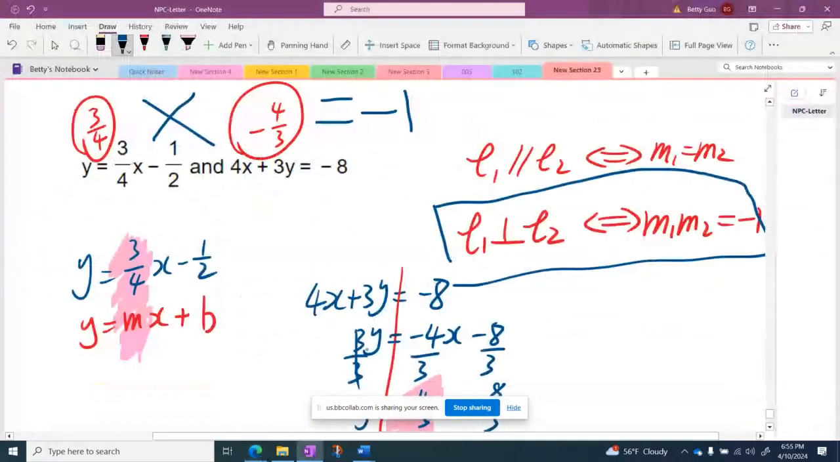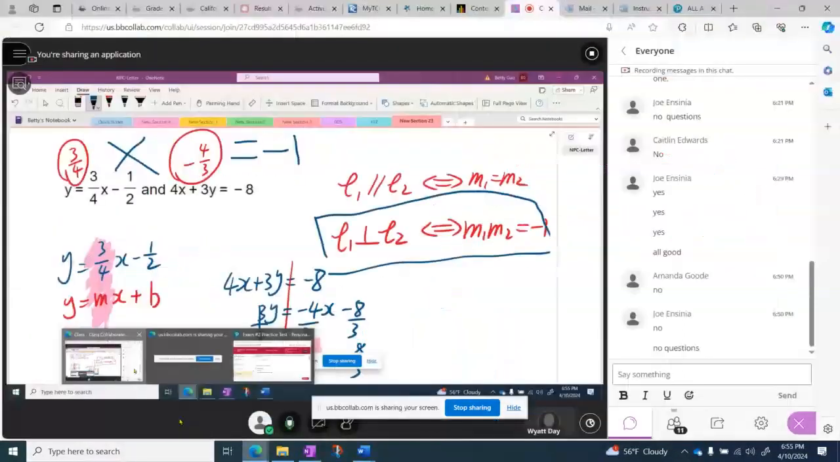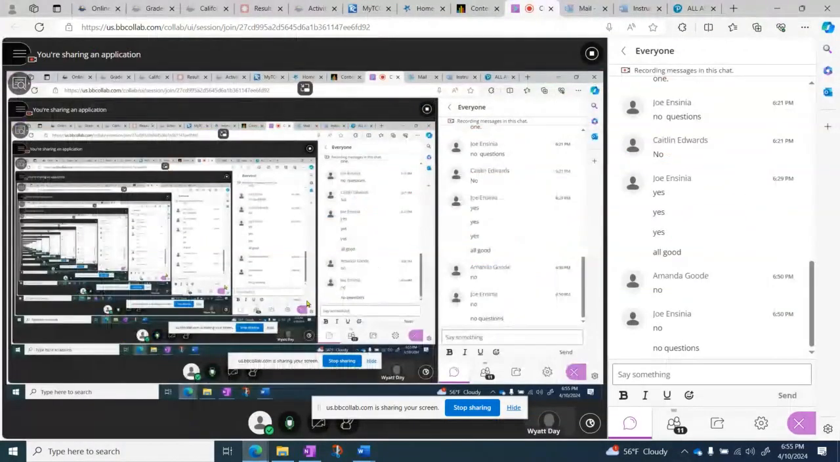Let me know, do you have any questions? How do we find the slopes for the two straight lines? Do you have any questions? Okay. All right, thank you.